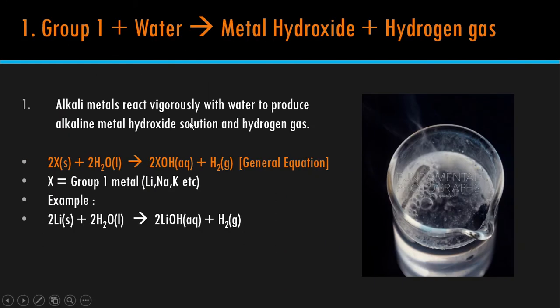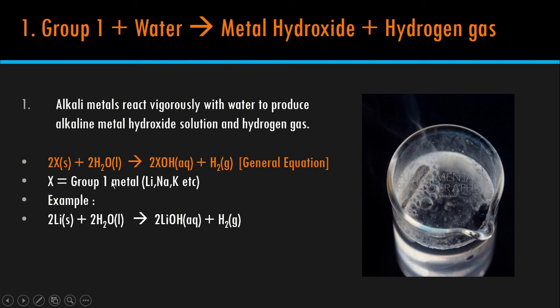Okay, the first chemical reaction is the between group 1 and water. So you must remember the general equation kat atas ni. So in order to write the chemical equation, you kena tahu dia punya general equation. So general equation ni menunjukkan apa dia punya produk yang akan terhasil. So kat sini dia cakap when group 1 react with water, dia akan produce metal hydroxide dan juga hydrogen gas. Okay, so kat sini alkali metal reacts vigorously with water to produce alkaline metal hydroxide solution. Yang ni lah metal hydroxide solution which is bersifat alkali because they are group 1 alkali metal. That's why they can produce alkaline solution. And the second product is the hydrogen gas. So the general equation is 2X plus 2H2O produce 2XOH plus H2.